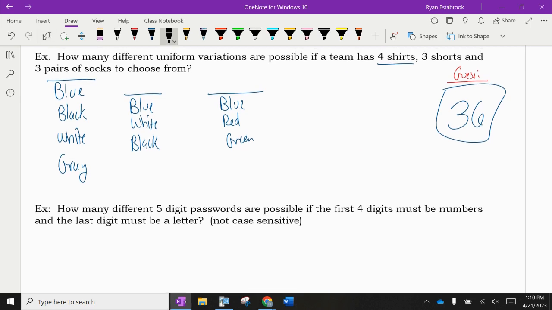Here's the thing. How many options do we have for the shirts? 4, times how many options do we have for the shorts? 3, times how many options do we have for the socks? 3. 4 times 3 times 3 is 36. That's the idea of this fundamental counting principle. When they are different opportunities, different events, I take the number of these opportunities times those. That will give me all of my possibilities. Fundamental counting principle.